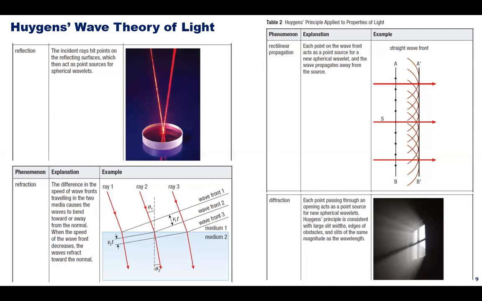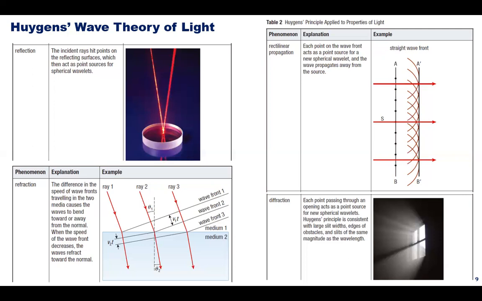First, the rectilinear propagation. Each point on the wavefront acts as a point source for a new spherical wavelet, and the wave propagates away from the source. So that's the explanation by Huygens' principle applied to the phenomenon of rectilinear propagation.